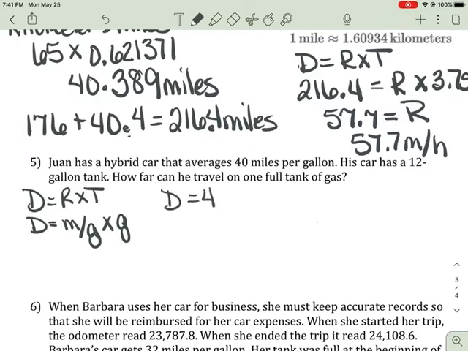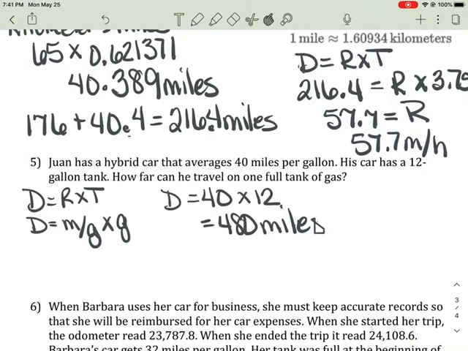Okay, so distance is equal to 40 miles per gallon times 12 gallons. So we're going to get 480 miles.